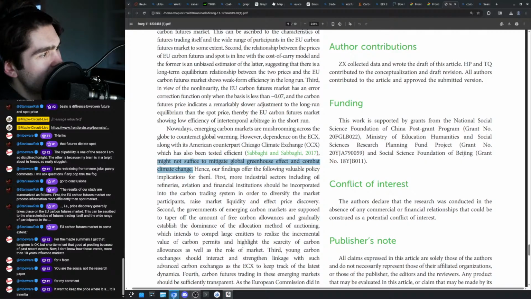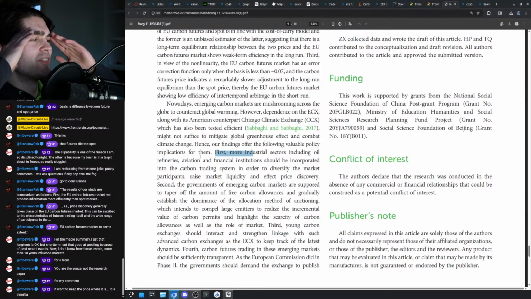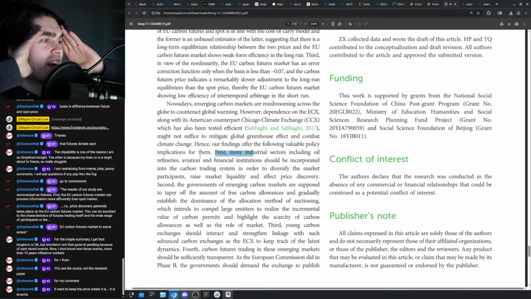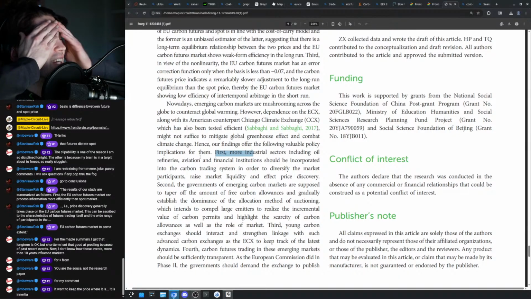Hence, our finding offers the following valuable policy implication for them. First, more industrial sectors, including oil refineries, aviation, and financial institutions, should be incorporated into the carbon trading system in order to diversify the market participant, raise market liquidity, and affect price discovery.